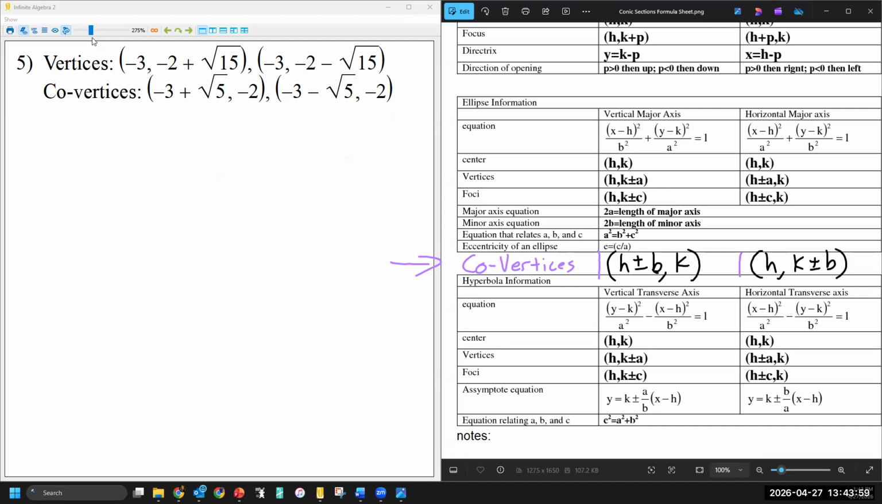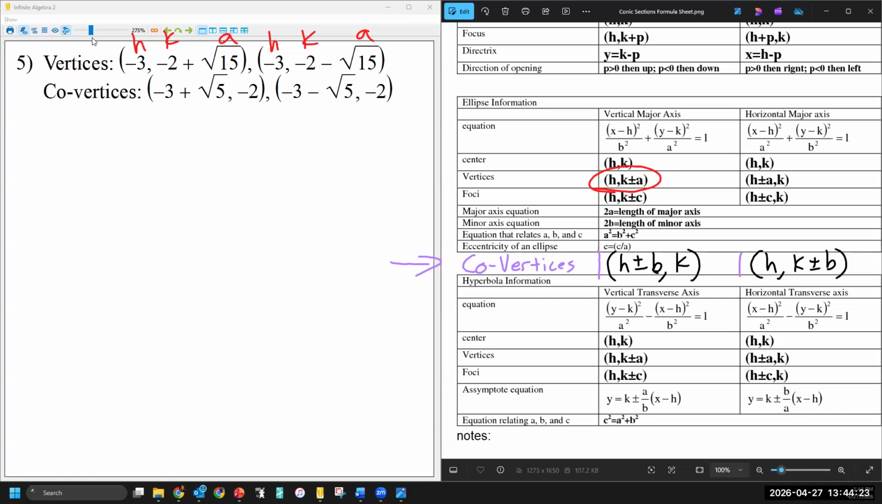So let's look at my vertices. All right, again, we're right here. This has to be the H. That has to be the K. There's my H, there's my K. And then I see plus or minus square root of 15. Well, here it says plus or minus A, so that square root of 15 has to be A. All right. Now, I know you don't know what A is, but we'll get to that one.